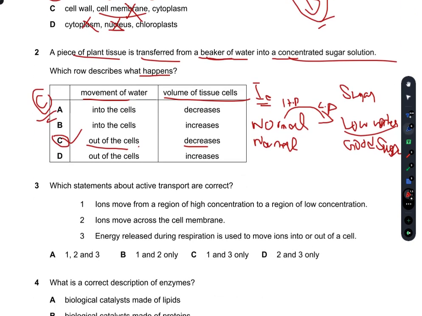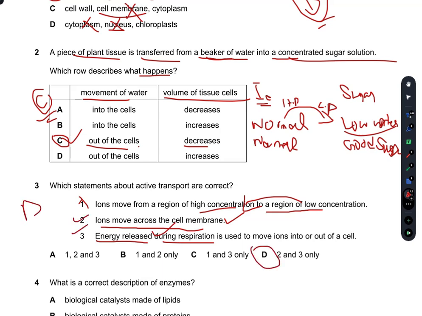Which statements about active transport are correct? Ions move from a region of high concentration to a region of low concentration. No, ions move from a region of lower concentration to higher concentration, so one is incorrect. Ions move across the cell membrane. Yes, all types of movement involve movement through the cell membrane. Energy released during respiration is used to move ions into or out of cells. Active transport is characterized by the utilization of ATP, and ATP is produced during respiration. Yes, so 2 and 3 are correct. So D is the right option.